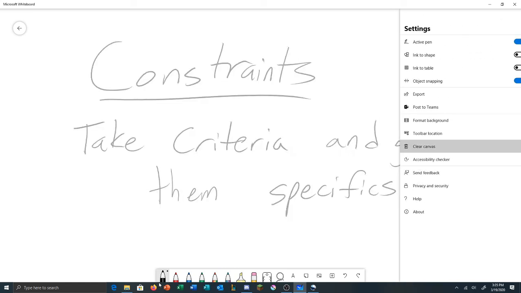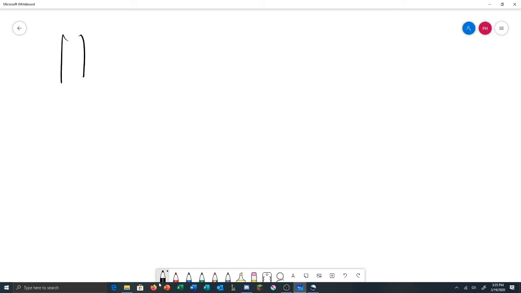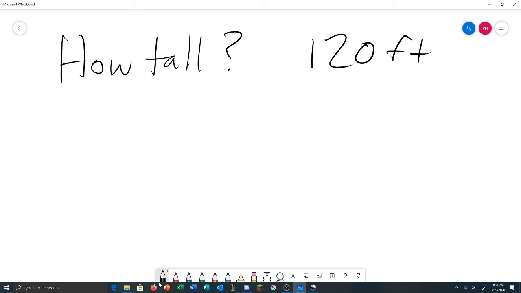So let's go back to our roller coaster. Let's go with how tall. Now we can finally say what tall means, because before I was having a crisis, because what does tall mean? In the case of a roller coaster, how about 120 feet tall? There we go. Now you know how tall. That's your constraint to your criteria. So on this side is your criteria. On this side is your constraint. So how tall, 120 feet?